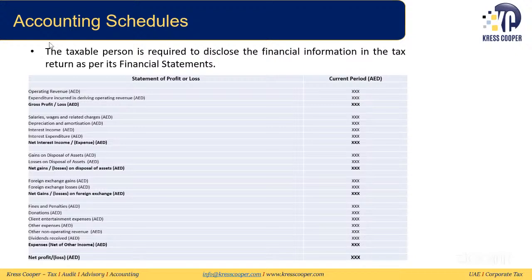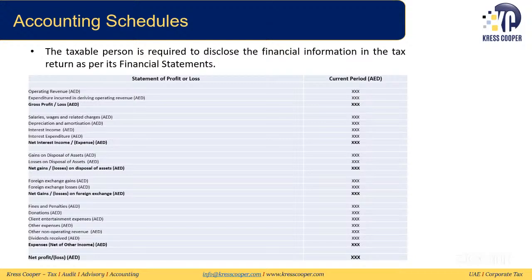So for example, it is asking for operating revenue, expenditure incurred in driving operating revenue to take out the gross profit, then salary, wages and related charges, depreciation, amortization, interest income, interest expenditure, then gain on disposal of asset, losses on disposal of asset, foreign exchange gains, foreign exchange losses, fines and penalties, donation, client entertainment expense, other non-operating revenue, dividend received.